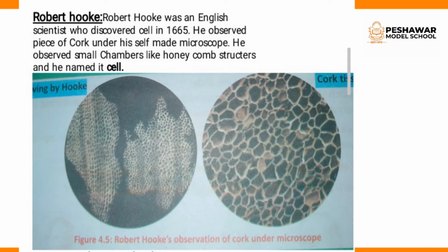He observed a piece of cork under his self-made microscope. You can see in the diagram that he studied a piece of cork under his own microscope. So he discovered the cell for the first time in 1665, while studying the cells of the cork under his own made microscope. He observed small chambers like honeycomb structures and he named them cells.